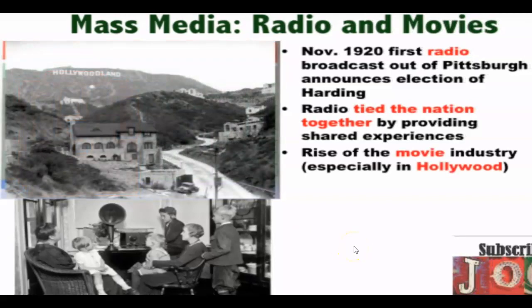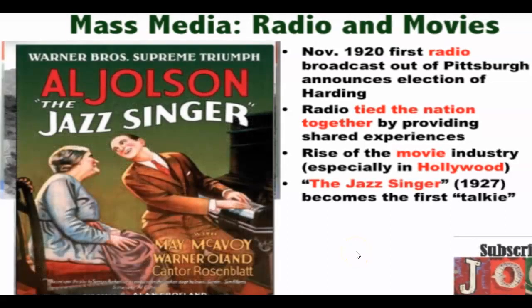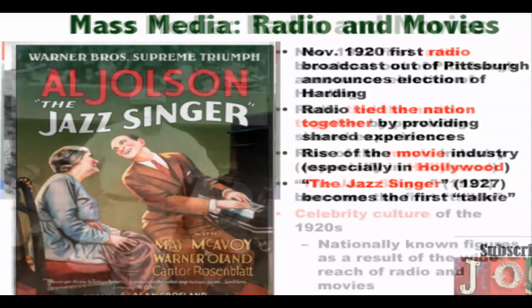And with radio came movies. There were already movies. These were silent movies before the 1920s. The birth of Hollywood would take place during the 1920s. And the first movie with film actually was The Jazz Singer. This is also, I believe, on one of the lists, the top 100 greatest movies of all time list, because it was the first movie with sound. Movies with sound back then were known as talkies.